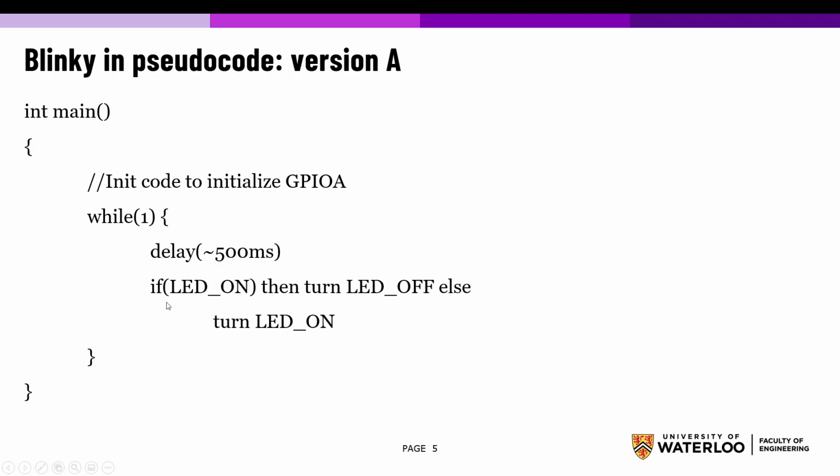Now you can do this way, implementing it with an if-then-else. So you read the LED status from the GPIO, and then you find out whether it's on or off, and then apply the appropriate action to it. But you can also use a bitwise logic function to perform this automatically.